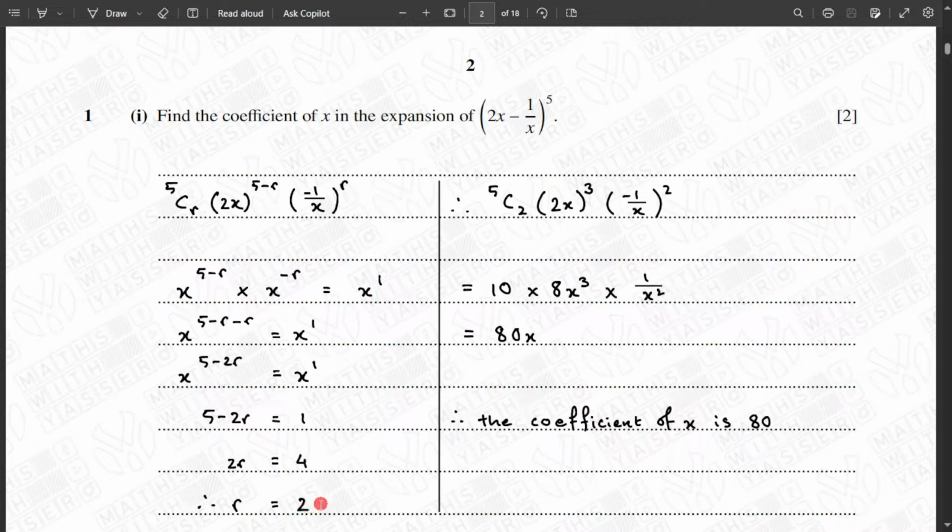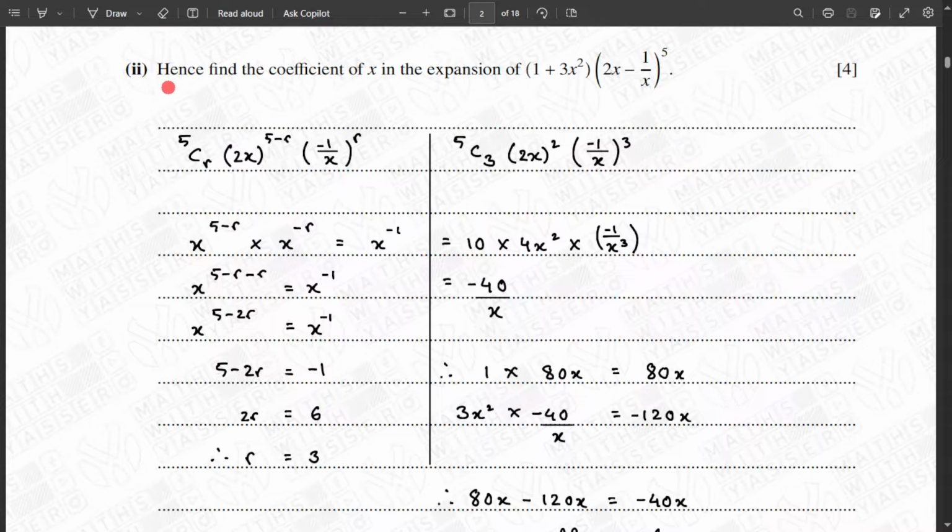Now we can use this value to find the coefficient of x. So it will be 5C2, (2x)^(5-2), which is 3, times (-1/x)^2. 5C2 is 10, (2x)^3 will be 8x^3, times 1 over x^2. That will give us 80x. So the coefficient of x is 80.